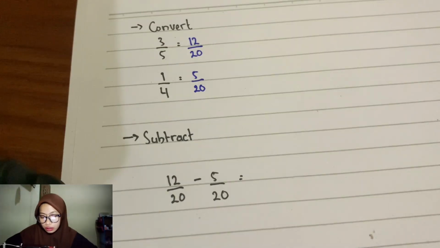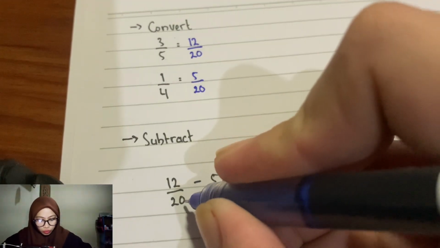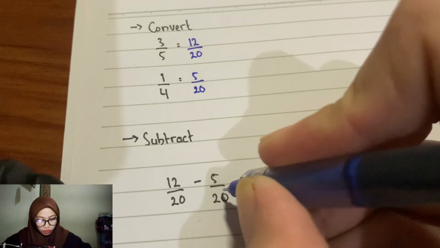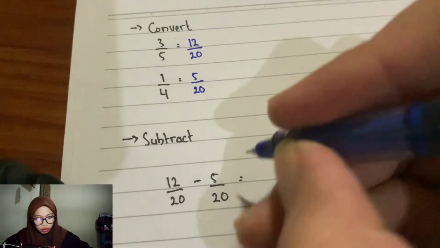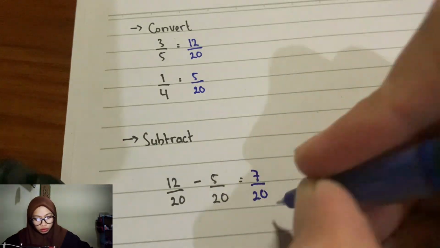Okay, for the last step, we just need to subtract the two fractions. So 12 over 20 minus 5 over 20 is 7 over 20.